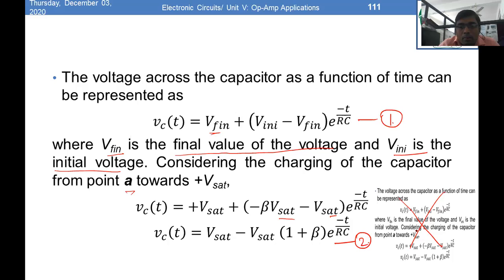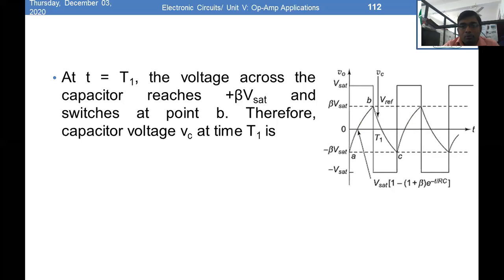In this way we can write the equation of the voltage across the capacitor, because it is a deciding factor for the time period and the frequency. Now further, according to the waveform, we have to elaborate this equation. This is the waveform of the output. You can see that at time t equal to T1, the voltage across the capacitor reaches plus beta Vset, and it switches from point A to point B.